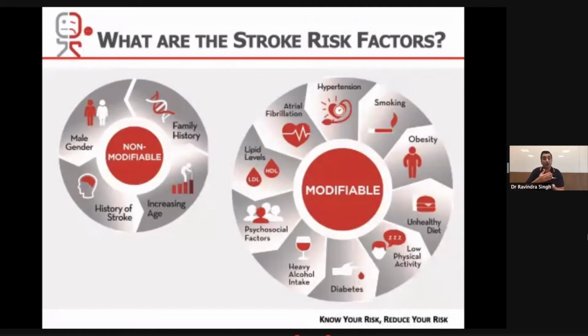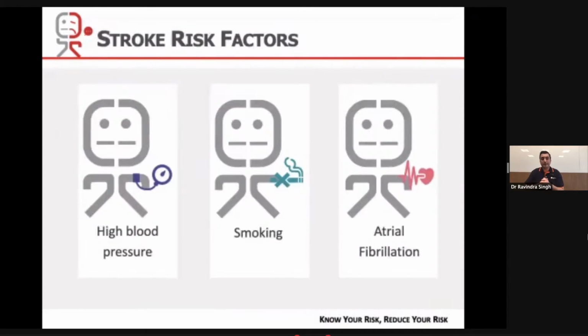Heavy alcohol intake can also lead to complications. Psychosocial factors, that means stress, work stress, and family stress, can lead to poor sleep and also cause a lot of complications. Lipid level, that means high cholesterol, is a stroke risk factor. Atrial fibrillation: today I want to emphasize more on irregular heartbeat, that is atrial fibrillation. I'll be talking about high blood pressure, smoking, as well as atrial fibrillation in my later slides. Now, high blood pressure. What is high blood pressure?